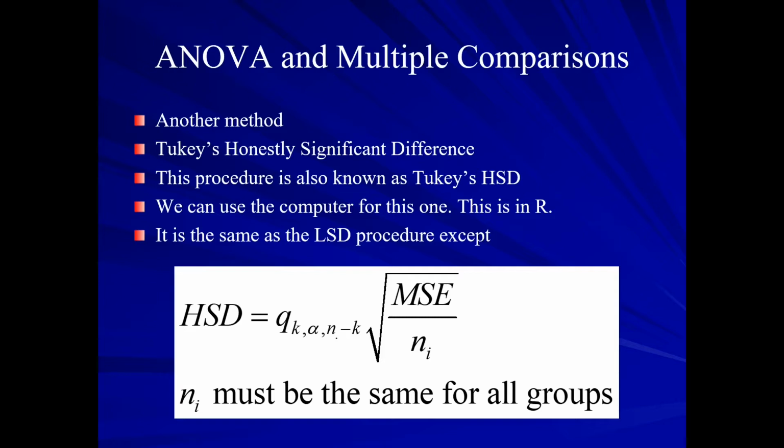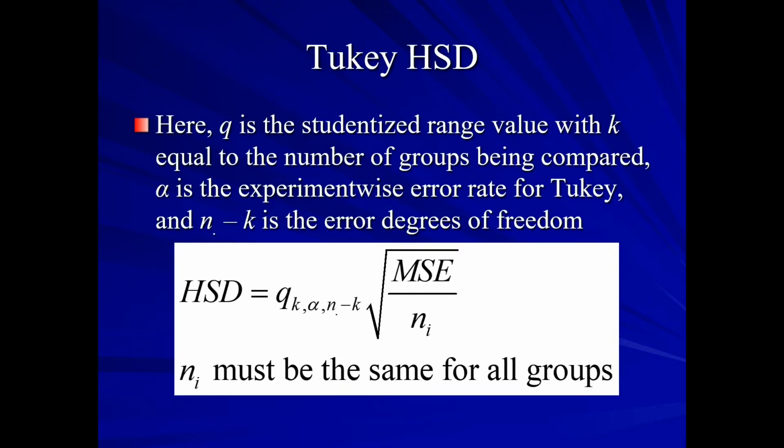Now, we can use the computer for this. This function is in R. However, we're going to look at how we could calculate this both using the Tukey function and by hand. Now, this studentized range value, Q, is looking at the number of groups being compared. That's k. Alpha is the experiment-wise error rate for Tukey, and n dot minus k is the error degrees of freedom. So, how would we do this using R?